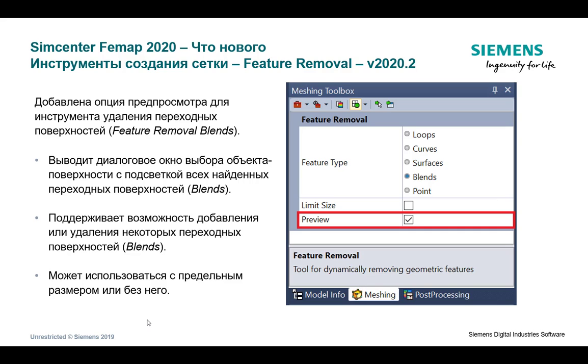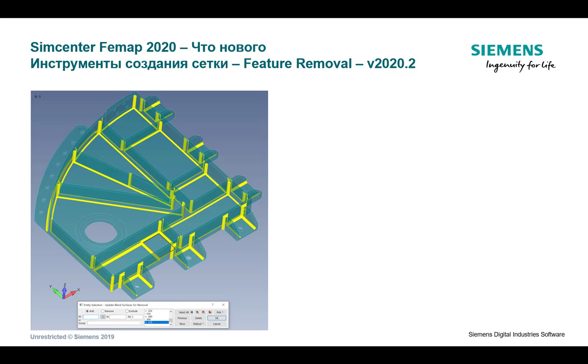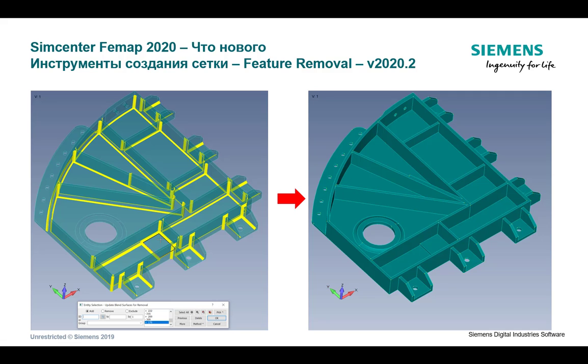One other thing to note is that this can also be used with or without a limit size for blends. Now what's nice about this is here you can see a number of blends have been highlighted. If you look in the entity selection dialog box at the bottom, a few surfaces have been added and removed, and then I can simply click the highlight button again. And once I have these all selected properly, I can hit OK, and then the operation can be completed.